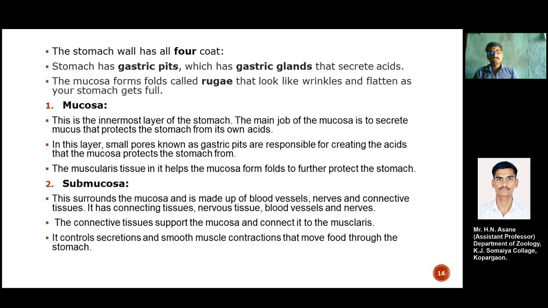As you can see, there are two layers: the lamina propria of the mucosa and the muscularis mucosae of the mucosa. The lamina propria comprises connective tissue fibers that connect these linings to each other. The muscularis mucosae will be the second layer of the mucosa, and below the lamina propria the muscularis mucosae is situated.